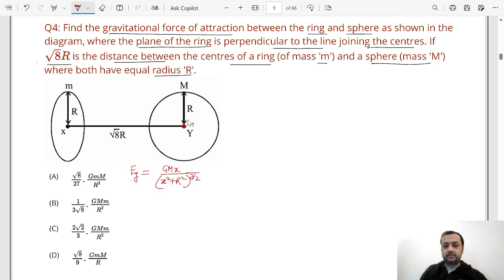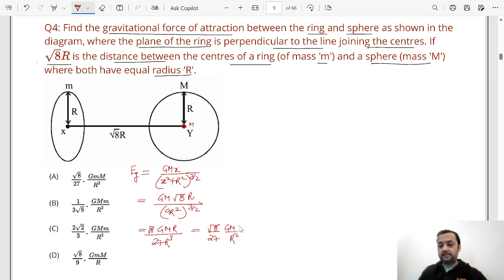Now in this question, x is equal to root 8r. So if I put the value of x as root 8r, divided by, now this will become 8r squared plus r squared, so this will become 9r squared whole to the power 3 by 2. You can say that 9r squared under root will become 3r, and if you cube it, this will become 27r cubed. So this becomes root 8 by 27 GM by r squared. This is the value of the gravitational field.